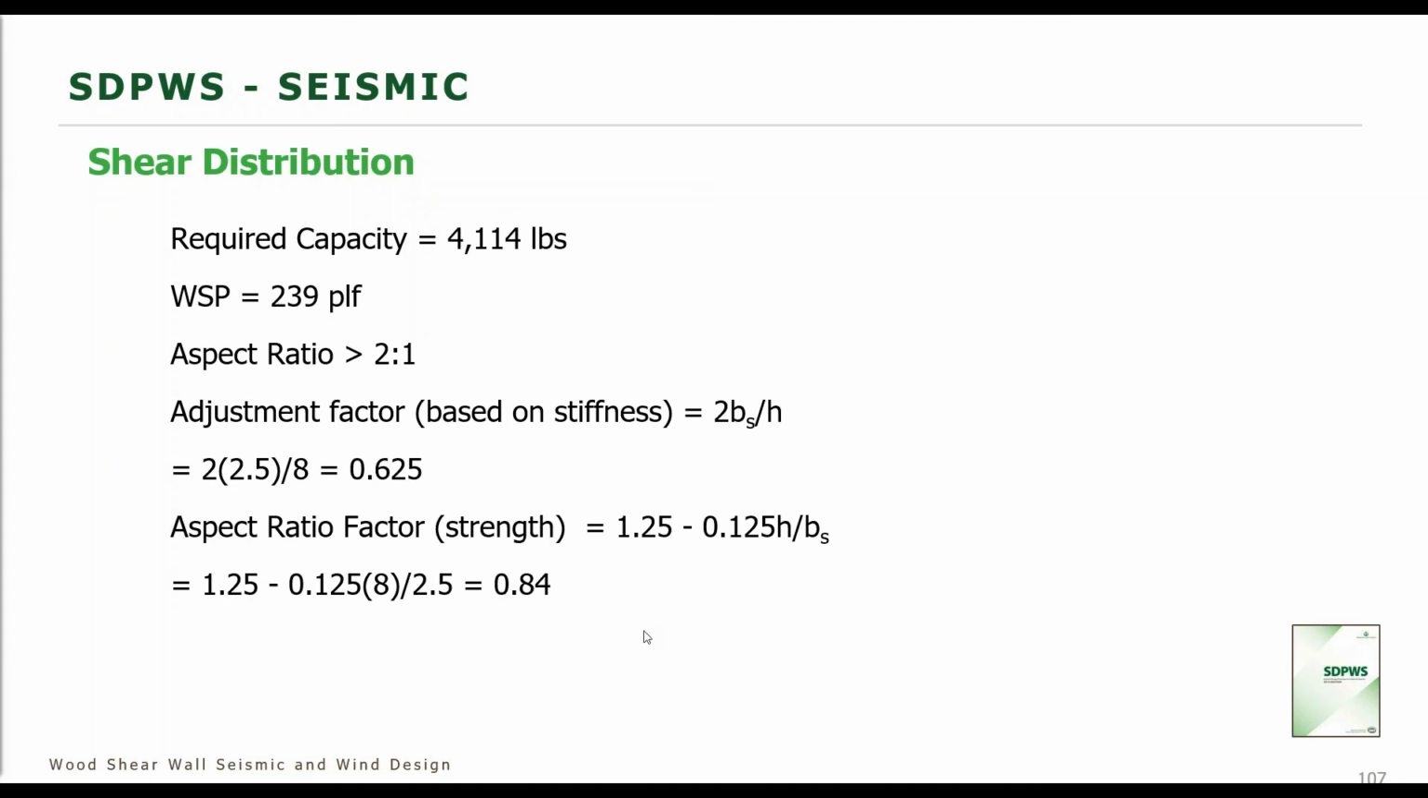The strength reduction adjustment is 0.84. So the governing adjustment is 0.62. More often than not, the stiffness one is going to govern when you compare the two adjustments, but either way you have to check the two. And so when we do that, we are reduced to 149 pounds per linear foot based on the stiffness.